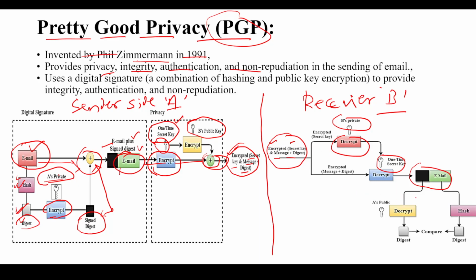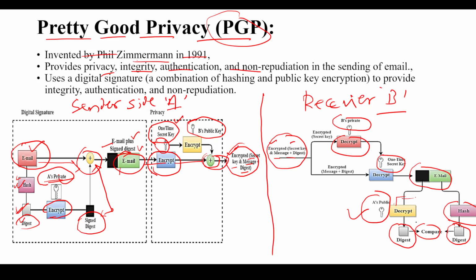Now again we are decrypting that message through A's public key. Here on the sender side we used A's private key, but here we are using A's public key for decrypting, and after decrypting we get the digest value. Before encryption it was the digest, and after decryption there is a digest value. Parallelly, on that email we apply the hash function, and here also we are getting a digest value. So both these values we compare with each other to check whether the received message is correct or not.